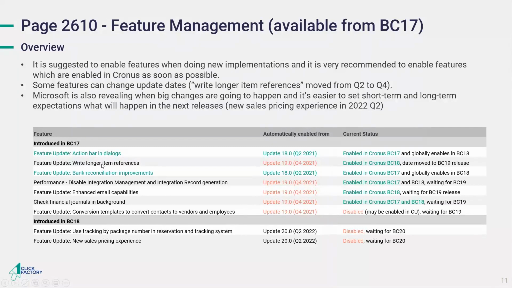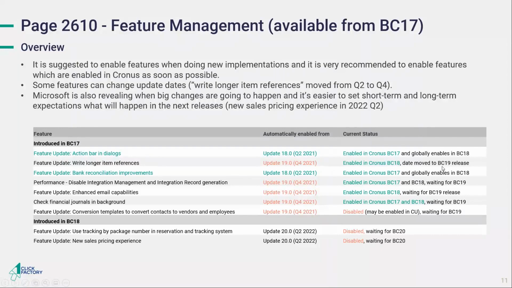And there was a feature update, write longer item references. Item references were introduced in Business Central 16, as I remember, and this is going to be automatically enabled from the 19th version.